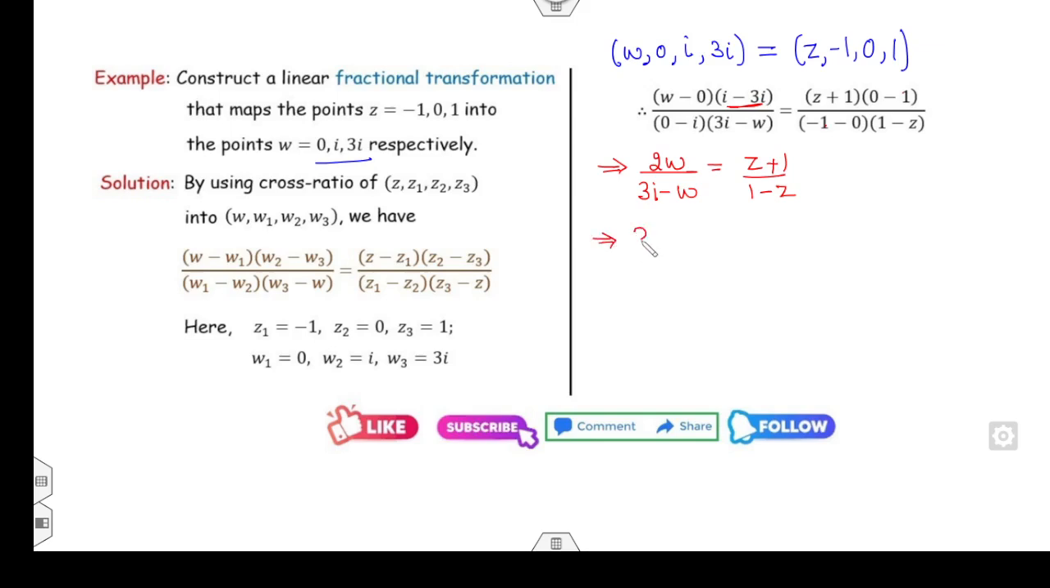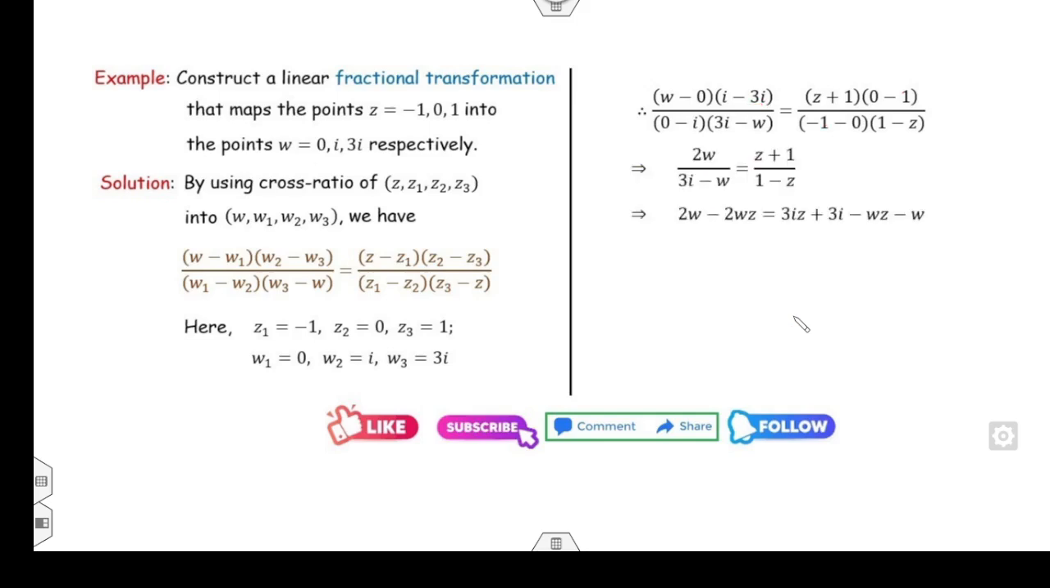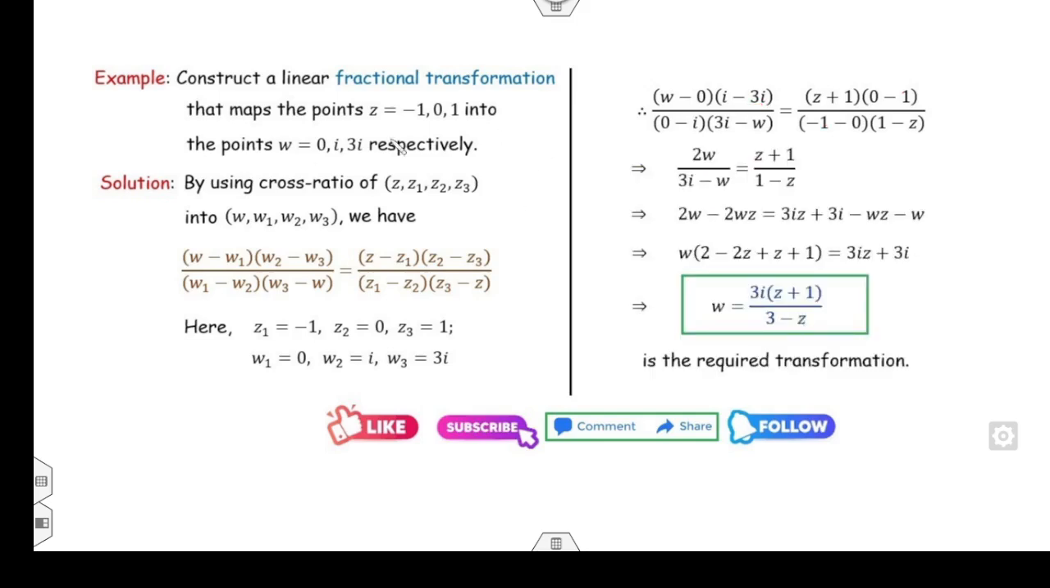Now you can solve this number. 2W minus 2W iota Z. It is 3 iota Z plus 3 iota minus ZW minus W. Now you can find the value of W, and that is the required answer of this formulation. Again, as I tell you again and again, you can check your answer in your examinations. When you substitute Z is equal to -1, your answer must be 0. When you substitute Z is equal to 0, the answer must be iota, and so on.